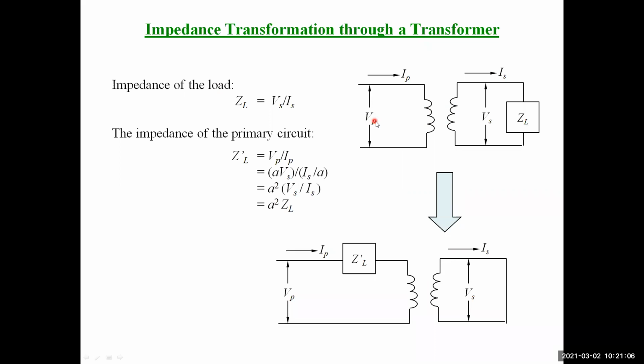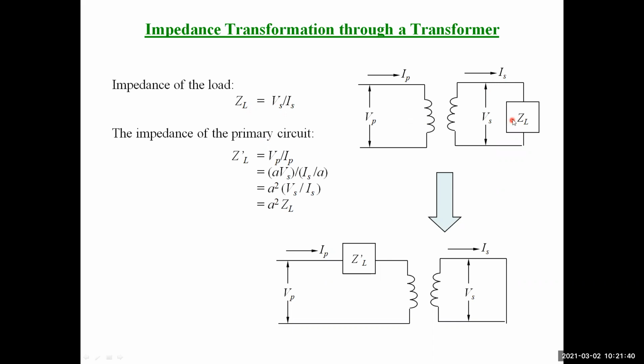So the primary voltage and primary current, secondary voltage and secondary current, and the load impedance. The impedance of the load, ZL, is equal to Vs by Is. The load impedance is the secondary voltage by the secondary current, called ZL, the impedance of the load. Then the impedance of the primary circuit.